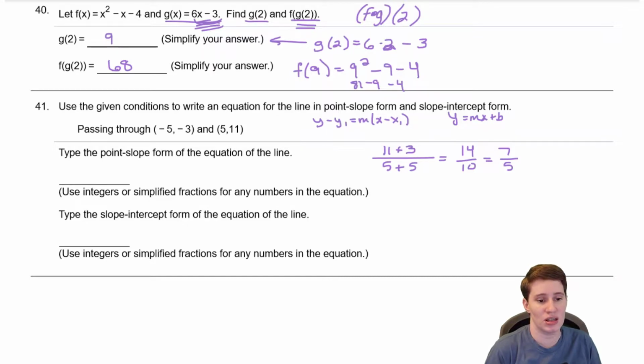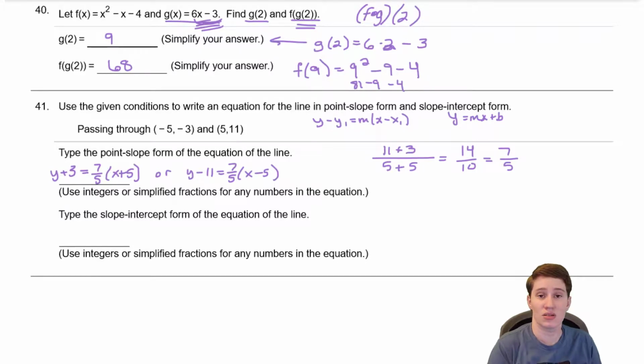We get to just leave it without distributing, without solving for anything. So with our first point, we'd write y plus 3, because of its minus minus, equals 7/5 times x plus 5. Or the other point gives us y minus 11 equals 7 over 5 times x minus 5.